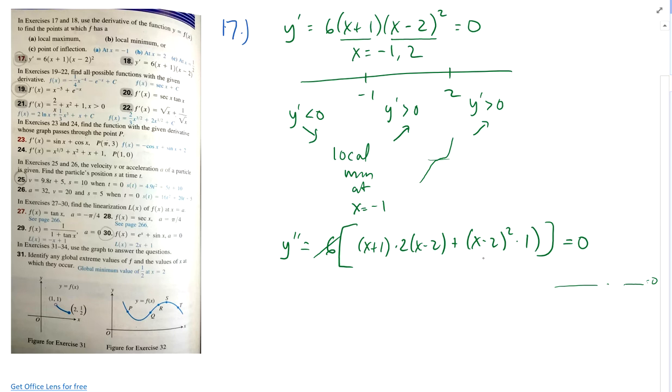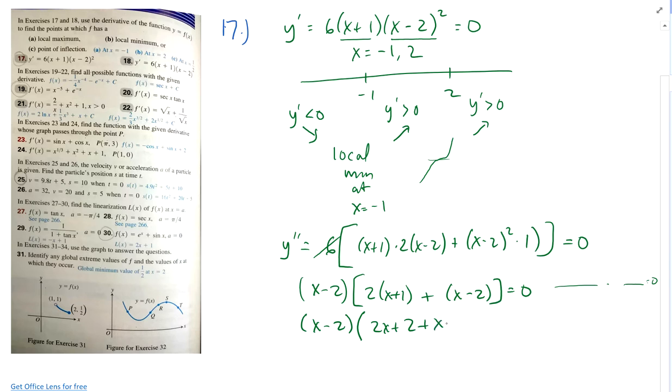So let's factor out x minus 2. And then that gives me a 2 times x plus 1 plus an x minus 2 equals 0. So x minus 2 times 2x plus 2 plus x minus 2. So I've got x minus 2 times 3x equals 0. So x equals 2 or x equals 0.